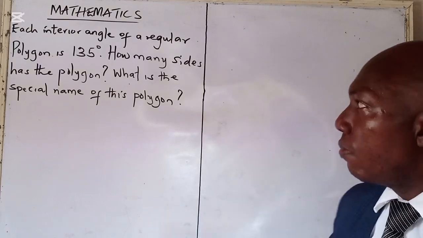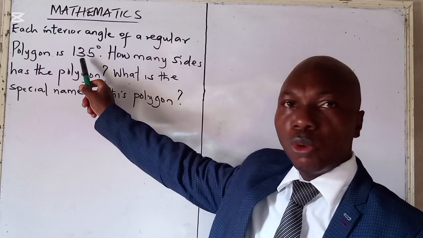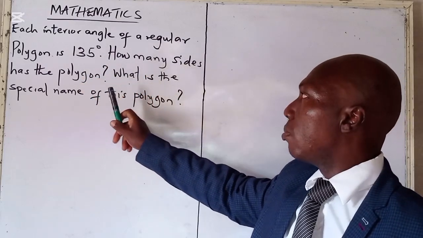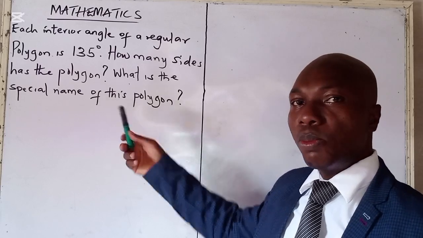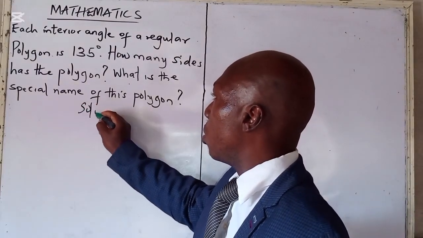So today we want to solve this question. Each interior angle of a regular polygon is 135 degrees. How many sides has the polygon? What is the special name of this polygon? So we want to solve the problem. Solution.